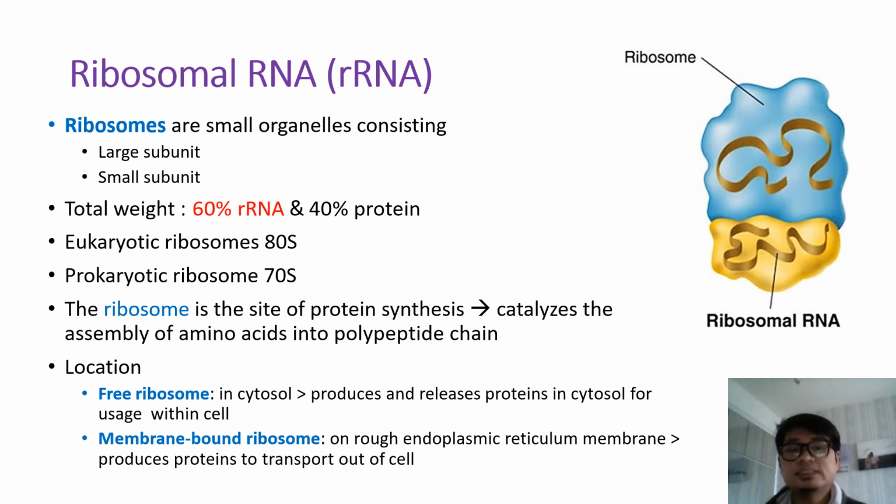All right. So the ribosome is the site of protein synthesis. This ribosome can catalyze the assembly of amino acids into a polypeptide chain. There are two different locations for the ribosome. It can be found in the cytosol, where we call it a free ribosome. A free ribosome in the cytosol can produce and release protein in the cytosol for usage within the cells. But if the ribosome is found as a membrane-bound ribosome, on the rough endoplasmic reticulum, it produces protein to be transported out of the cells.